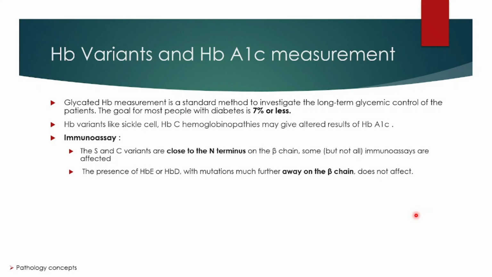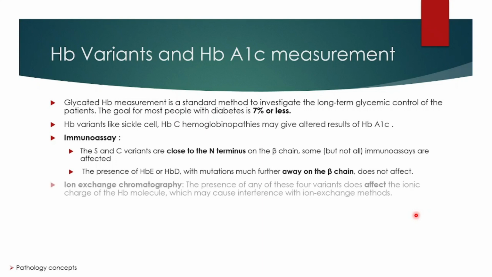Immunoassay. The C and S variants are close to the N-terminus of the beta chain. Some immunoassays are affected by the presence of these variants. The presence of HbE or HbD mutations much further away on the beta chain does not affect the immunoassay. Ion exchange chromatography. The presence of any of these four variants does affect the ion exchange of the Hb molecule, which may cause interference with ion exchange methods.